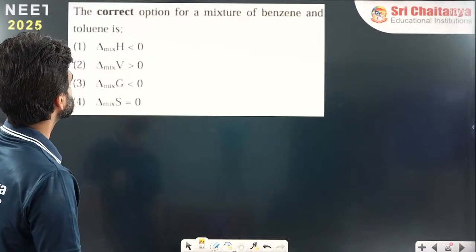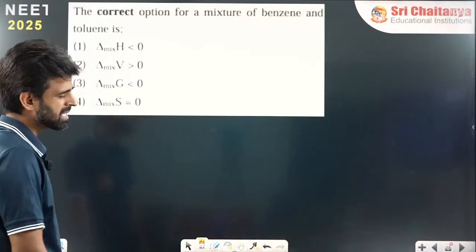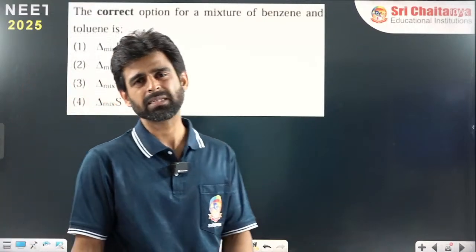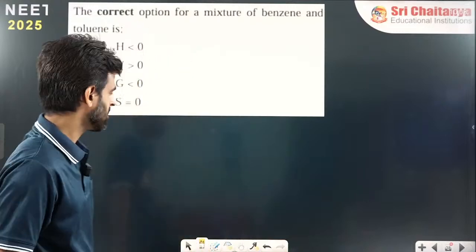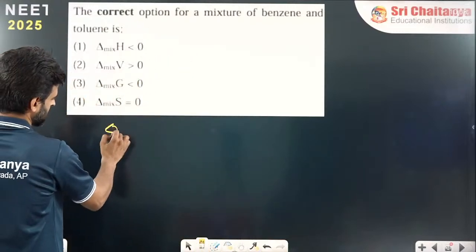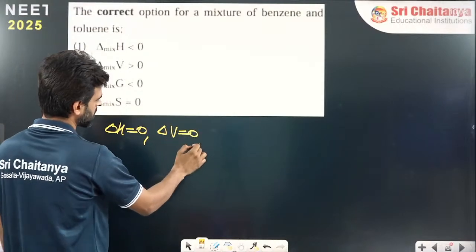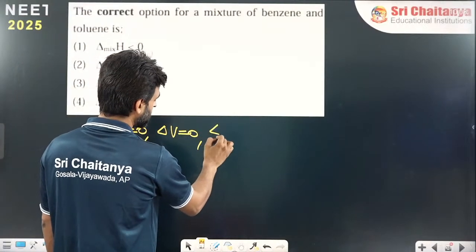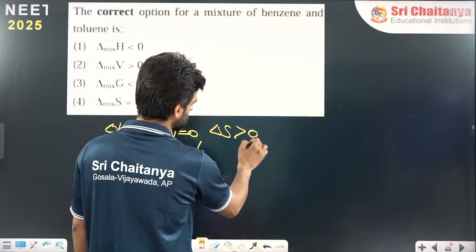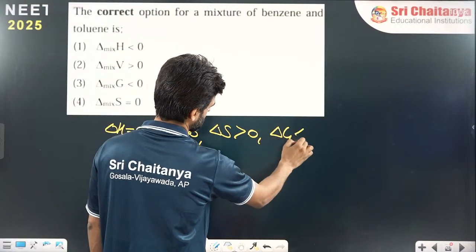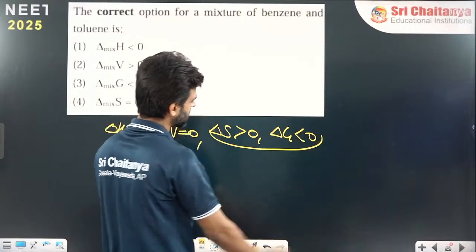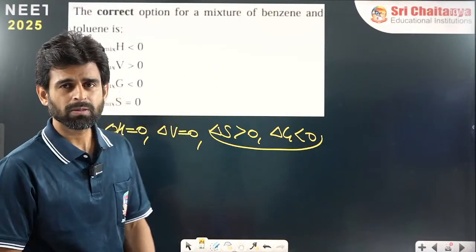The correct option for a mixture of benzene and toluene. Benzene and toluene make an ideal solution. For an ideal solution, delta H is 0, delta V is 0. And remember, delta S is always more than 0 and delta G is always less than 0. This is common in every case.